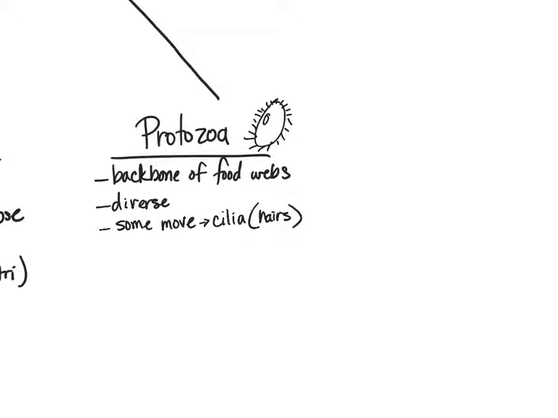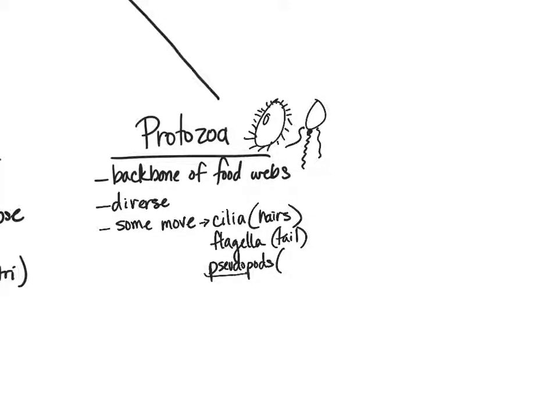Some other ways that they can move are by using flagella. Flagella is like a tail. For example, we can have a protozoa that has a little tail on it that's going to allow it to move. Sometimes they have lots of little tails, lots of flagella, that allow them to move in different directions. Or sometimes they can use pseudopods.